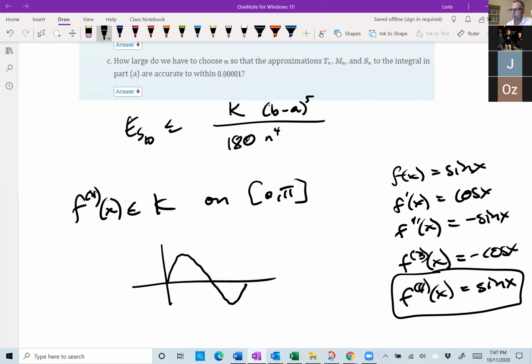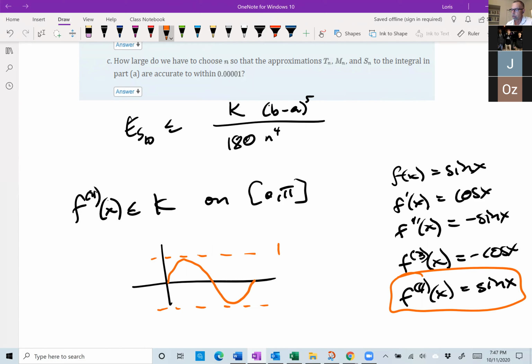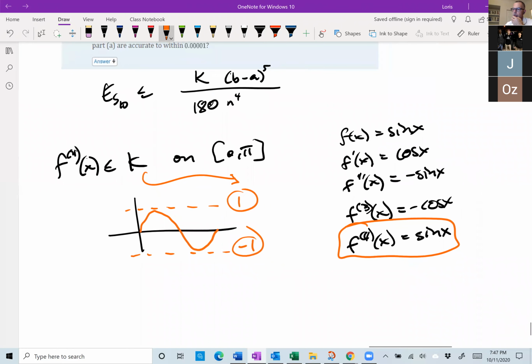It's just the sine back, right? And then that is between 1 and negative 1. Those aren't asymptotes. They're just the maxes and the mins. So this k will be 1 here. All right, so when we put that back in, we get e, the error associated with s of 10.